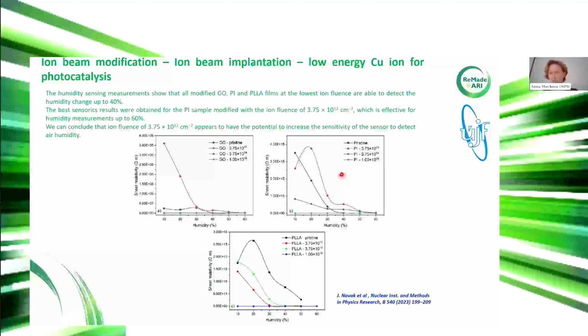Surprisingly, for polyimide there is also a possibility to scale the resistivity with humidity, but again for the lowest fluence. It means that the copper is dissipated in the surface, and we don't need to use very high ion fluence, which, as is seen, can be detrimental. More prospective are these very, very low fluences.